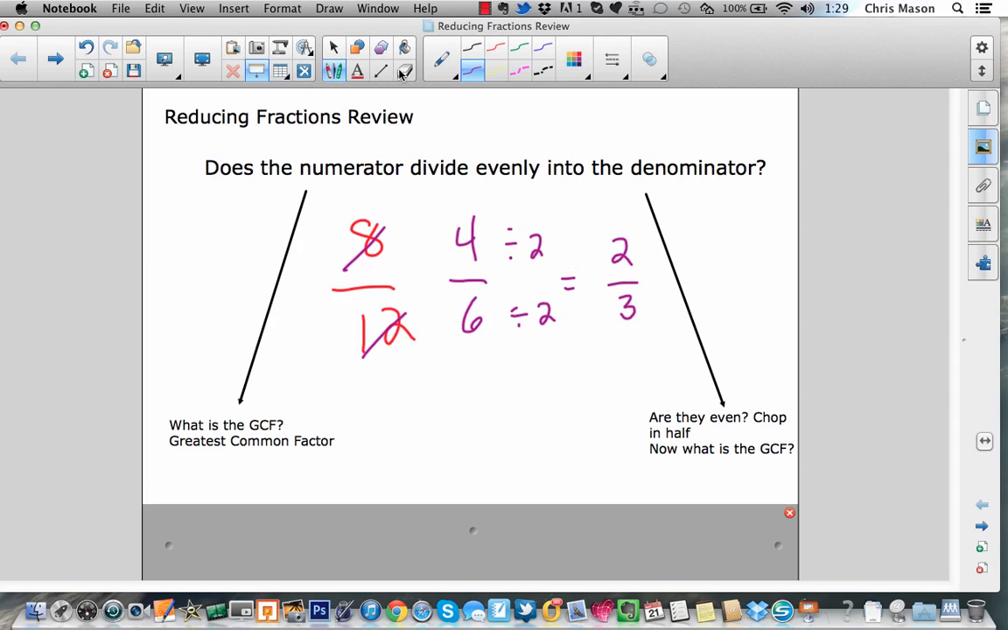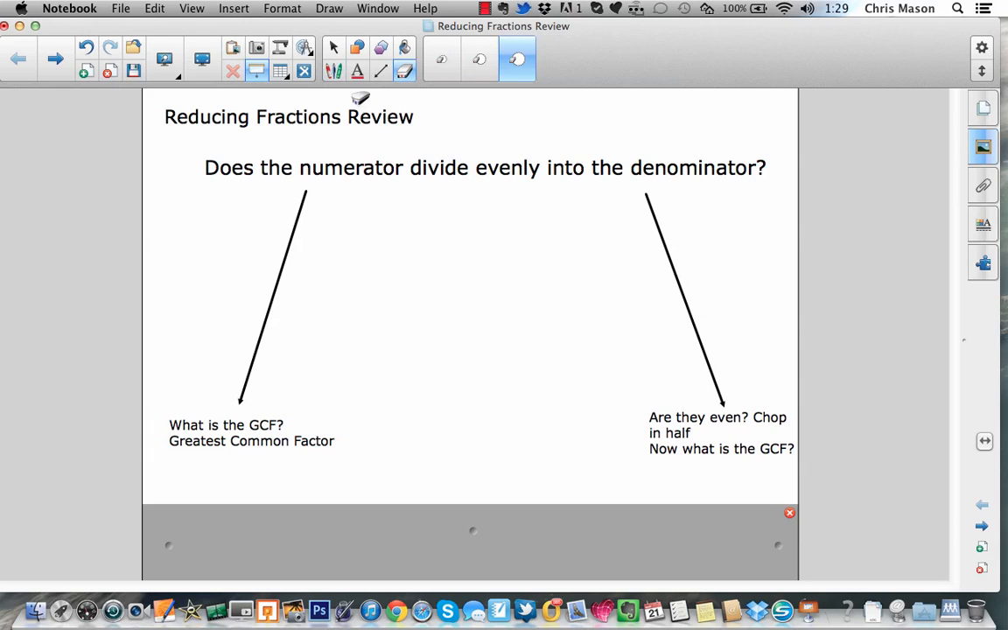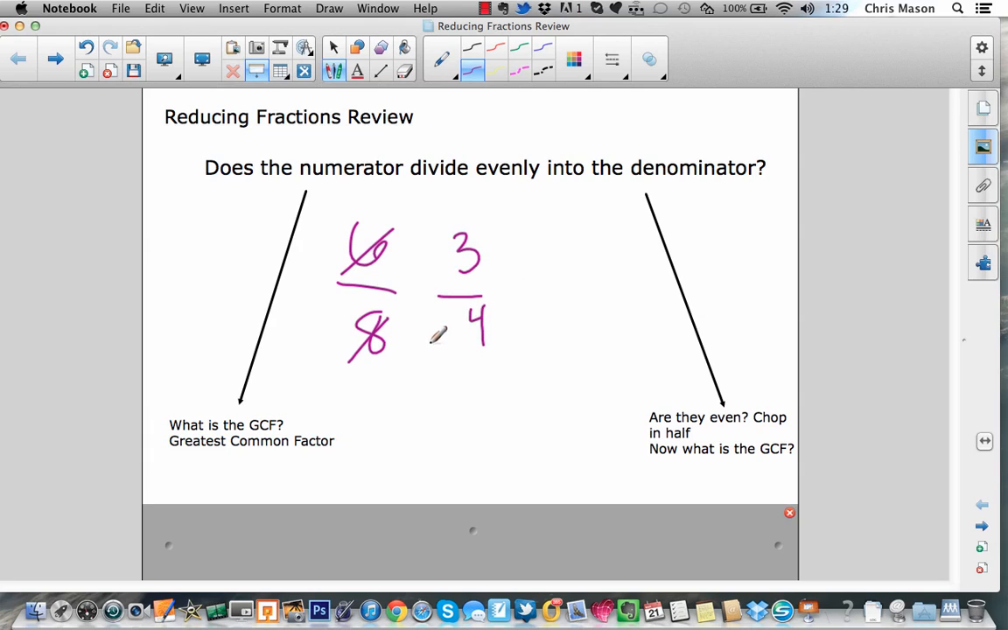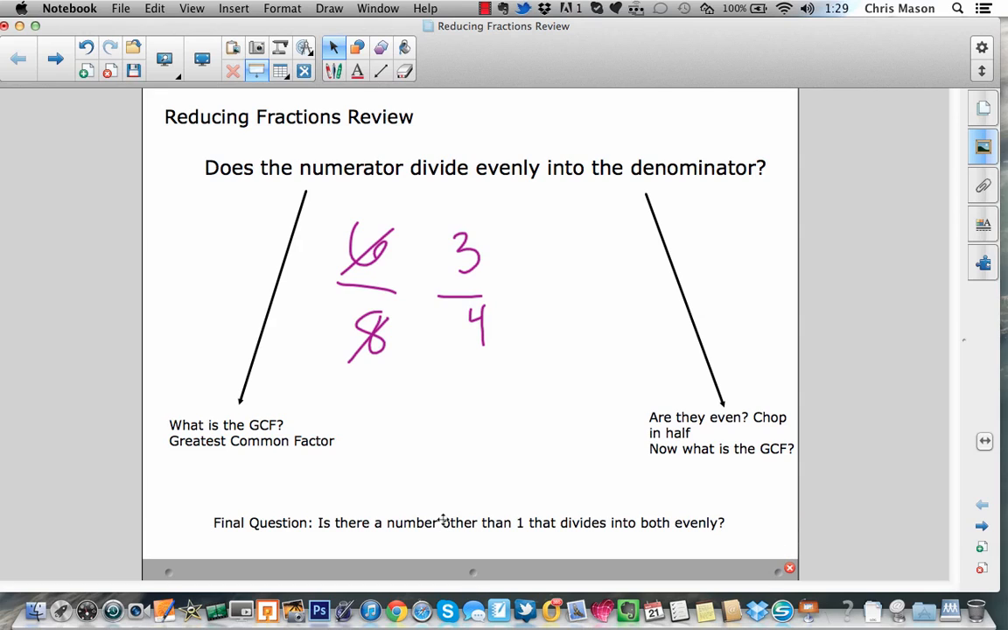All right. How about a problem like 6/8? So we ask ourselves, does the numerator go into the denominator? The answer is no. Are they both even? The answer is yes, and so we chop them in half, and hey, look at that. That ends up in lowest terms. Now, how do we know it's in lowest terms? Because we ask ourselves this question. Is there a number other than 1 that divides into both evenly? So is there something other than 1 that divides into both 3 and 4? And the answer is no.